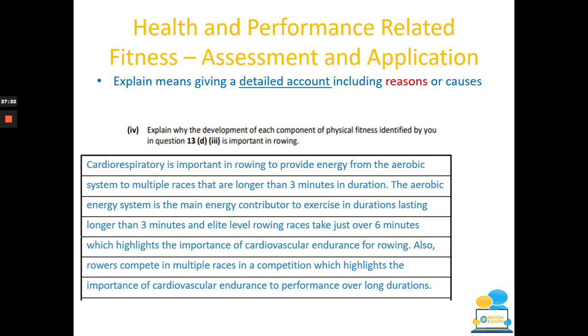And lastly, we're looking at why cardiorespiratory endurance is important in rowing, and it's to provide energy from the aerobic system for the multiple races that are longer than 3 minutes in duration. So rowers may be racing in heats, semi-finals and finals, so there could be more than one, and there often is more than one race, and they're long in duration, so they're over 6 minutes. The aerobic energy system is going to be a very large contributor to the energy demands of rowing.